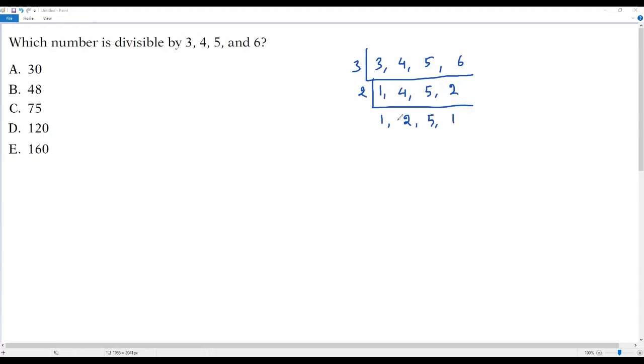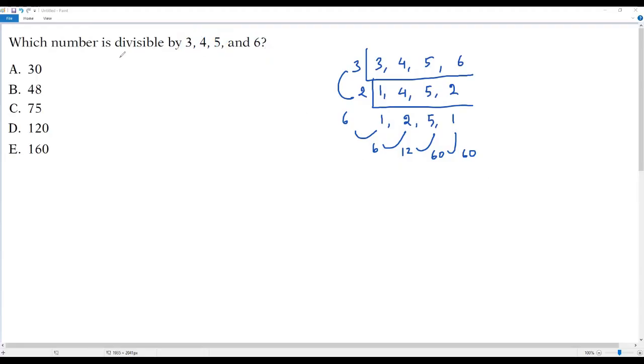Okay, now there is no common divisor even for at least two numbers over here. Now we have to stop the process. We have to multiply the six numbers I marked over here. 3 times 2 is 6, 6 times 1 is 6, 6 times 2 is 12, 12 times 5 is 60, 60 times 1 is 60. So the least common multiple of 3, 4, 5 and 6 is 60.